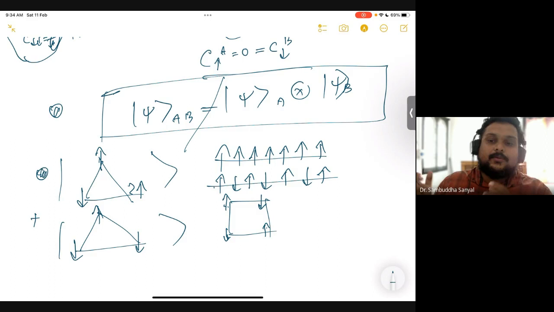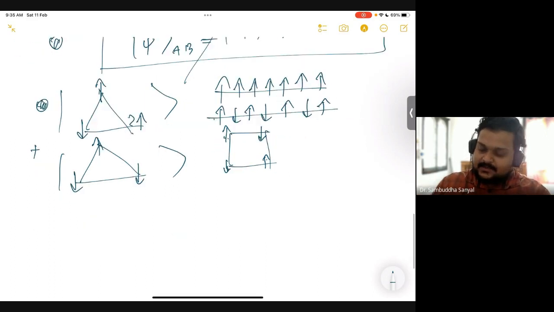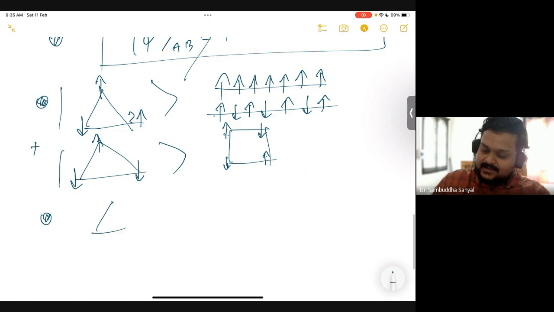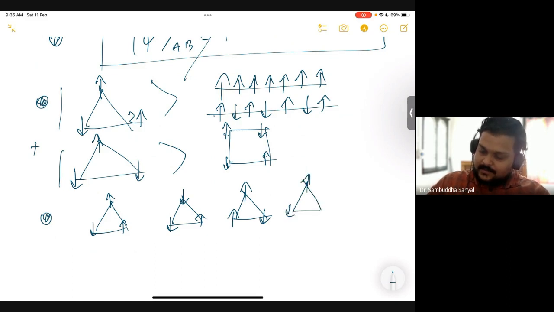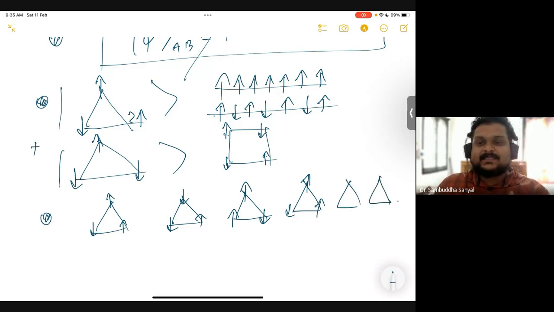But these are not the only 2 configurations. There are more configurations. Why? Because there are 6 such configurations. So this is up, down, up. This is down, down, up. This is up, up, down. This is up, down, up. Like that. There are 2 more configurations. I am not writing them. So that means the lowest energy state of this system is all these configurations. All are equally good. They are degenerate actually. Basically, they are degenerate. They have same energy.